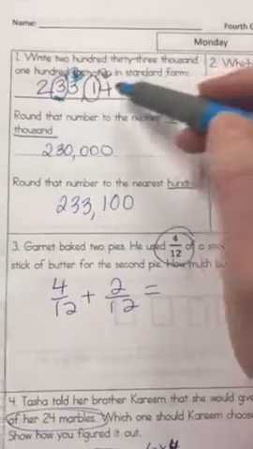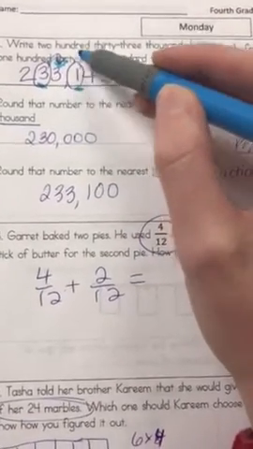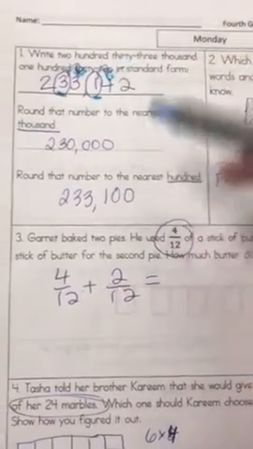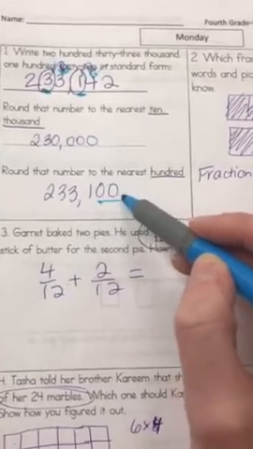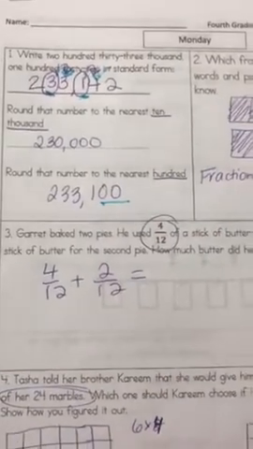For rounding to the nearest 100, here's the hundreds place. Go next door. 4 or less, let it rest. So these two become zeros. The 1 stays as a 100.